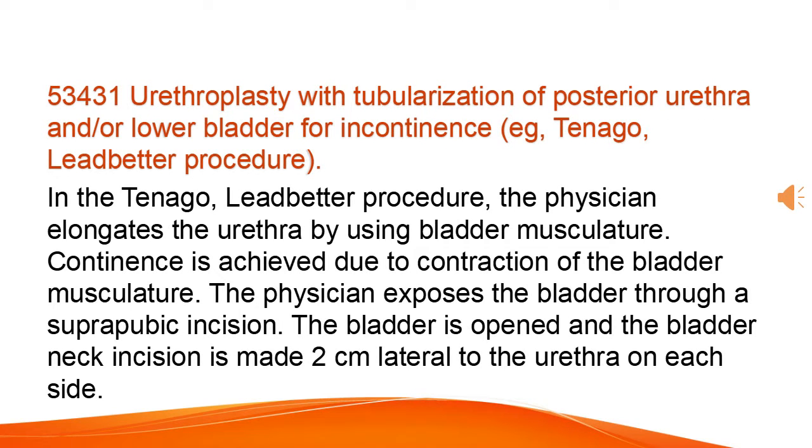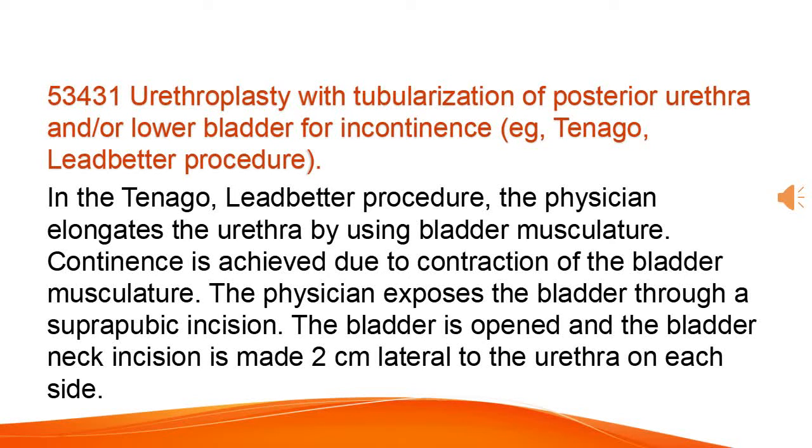Urethroplasty with tubularization of posterior urethra and/or lower bladder for incontinence, e.g., Tenago, Leadbetter procedure. In the Tenago, Leadbetter procedure, the physician elongates the urethra by using bladder musculature. Continence is achieved due to contraction of the bladder musculature.